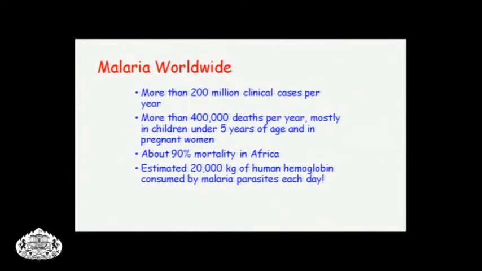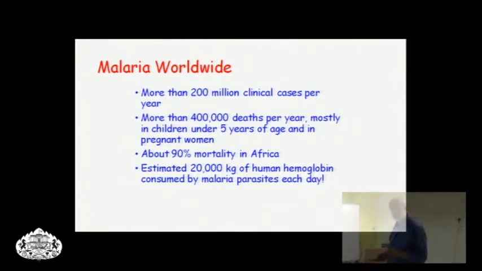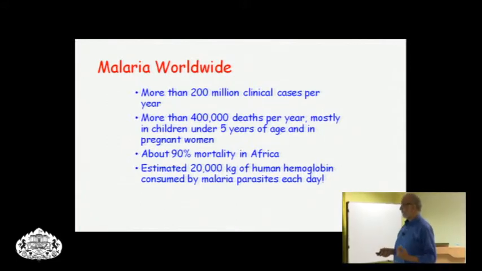So for humans there are more than 200 million clinical cases of malaria per year, 200 million cases of malaria. More than 400,000 deaths per year, mostly in children under the age of 5, and mostly in sub-Saharan Africa. That's where you see malaria mostly. About 90% of the mortality is in Africa.